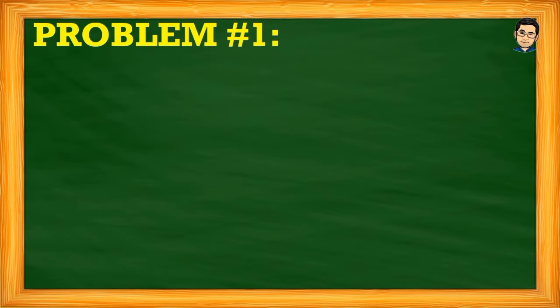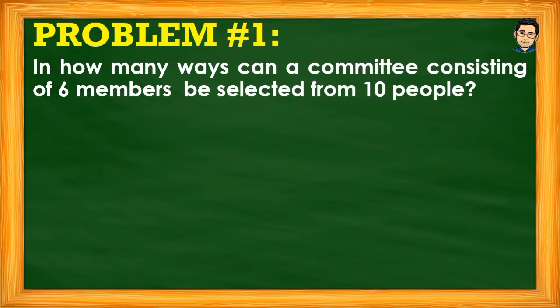So, let us have the first problem. In how many ways can a committee consisting of 6 members be selected from 10 people? Okay. So, tinatanong niya po dito, in how many ways can a committee consisting of 6 members be selected from 10 people? Okay, so ibig sabihin, meron po tayo ditong 10 people which serves as our n. So, n is equal to 10. Next, dun sa 10 na tao na yon, kukunin po natin is 6. So, our r is 6.